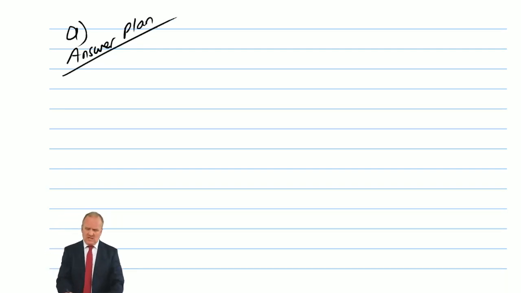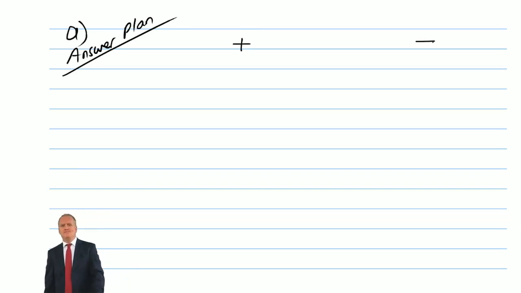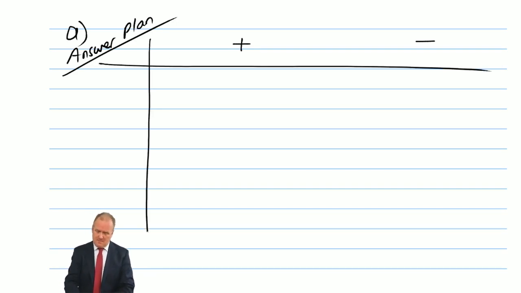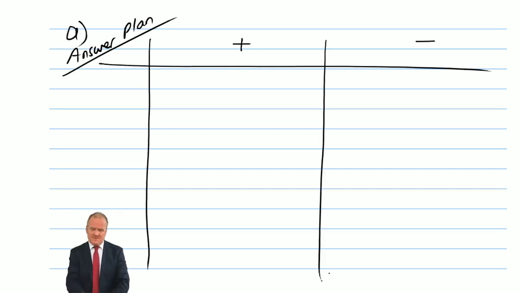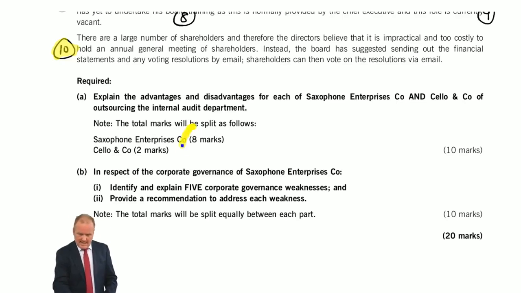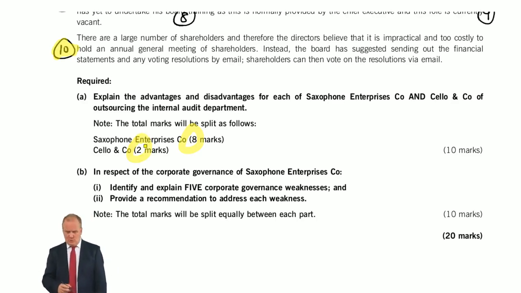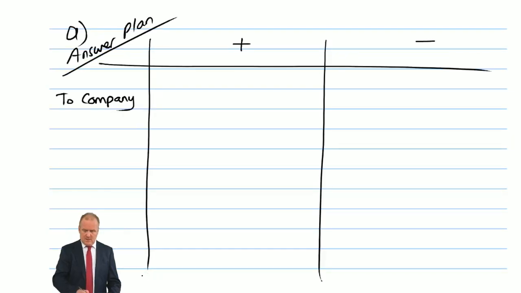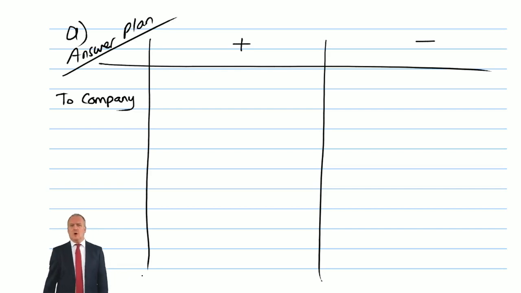The question says, what are the pros and cons of outsourcing the internal audit work to Cello & Co., the external auditors? But it says, what are the pros and cons both to the company, and that was worth 8 marks, and also to the audit firm, and that's only worth 2. And it's interesting that the last time this question came up, it was exactly the same. 8 marks on the company, 2 marks, pros and cons to the audit firm.